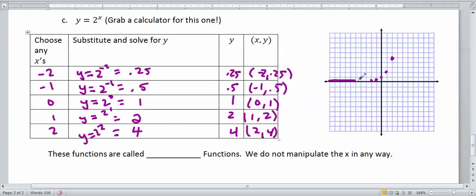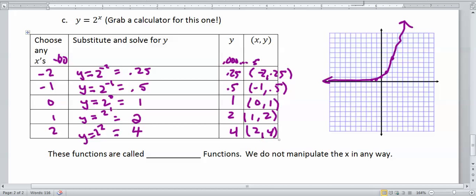So as I want to graph this, what's interesting about these is that no matter what negative number I put in, I'm never going to get a negative y value. So even if I were to plug in -100, 2 to the -100th power is 0.0000 something 5. It's really, really small, but it does not go negative. It does not go below 0. So my graph goes out here all the way, but it never crosses the 0.